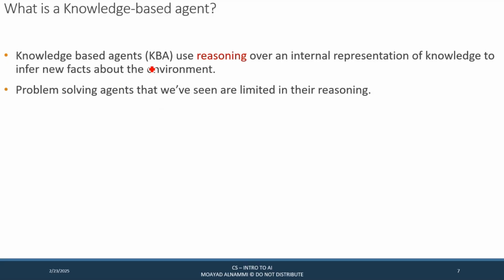So knowledge-based agents, we denote them as KBAs or just KB agents. They use reasoning over an internal representation of knowledge to infer new facts about the environment. So the keywords here are reasoning and the inference of new facts.